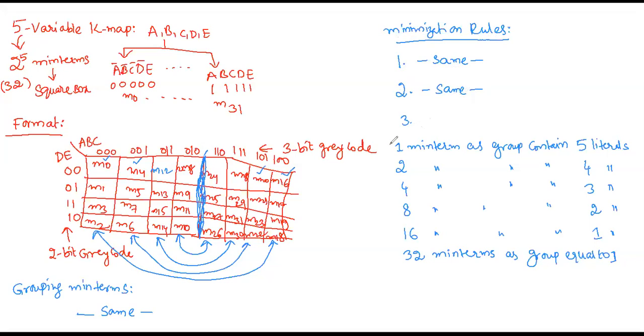And third, if you are forming a group with a single minterm, that expression contains 5 literals. If you are forming 2 minterms as a group, it contains 4 literals, and so on. If you are forming 32 minterms as a group, the group expression is equal to 1. Now, we will solve one example.